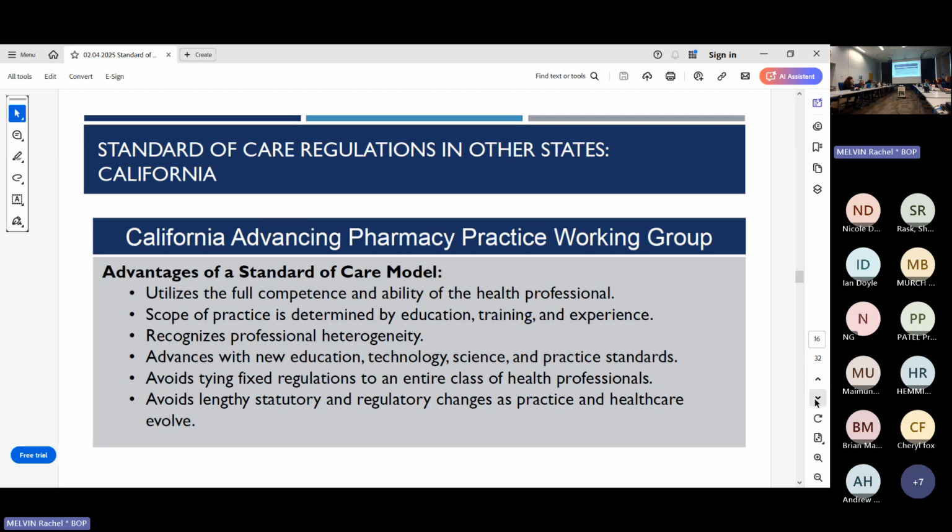And we have next the California Advancing Pharmacy Practice Working Group. Again, the advantages of a standard care model: it utilizes the full competence and ability of the health professional. And the scope of practice is determined by education, training, and experience, recognizes professional heterogeneity, advances with new education, technology, science, and practice standards. It would avoid tying fixed regulations to an entire class of health professionals, and it avoids lengthy statutory and regulatory changes as practice and healthcare evolve.